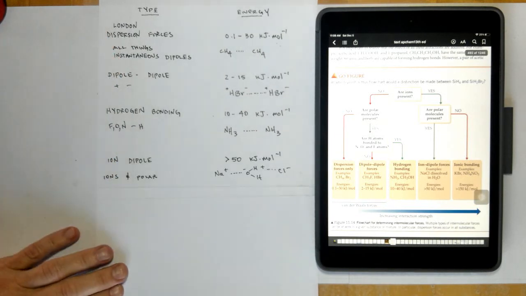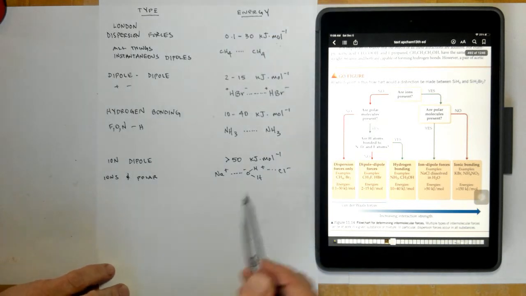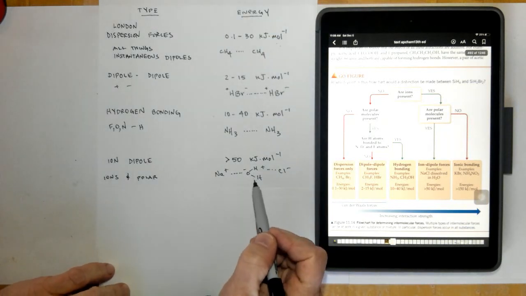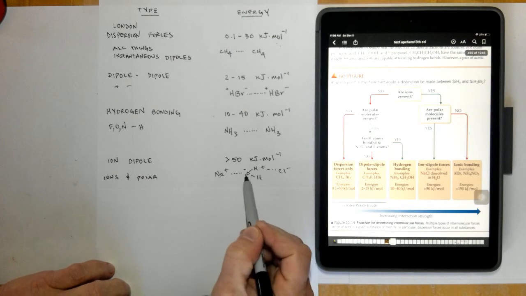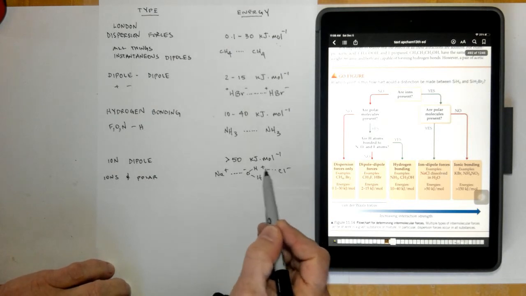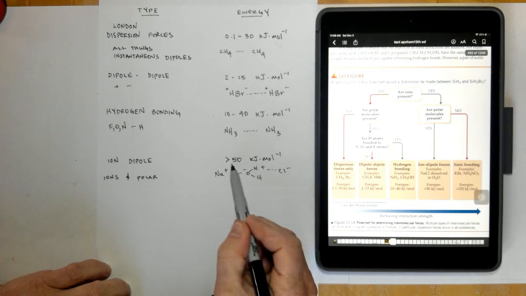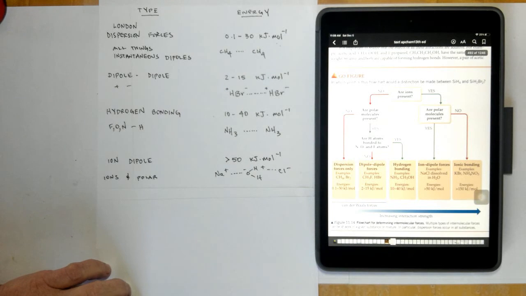The next are ion-dipole forces that we just learned about. These happen between ions and polar molecules, and we used water and sodium chloride as an example of that. Sodiums are, of course, attracted to the oxygen part of the polarized water molecule. Chlorides are attracted to the hydrogen portion of the water molecule. These are greater than 50 kilojoules per mole. These are very strong. That's what allows us to have things dissolve in water and then break up into their ions.